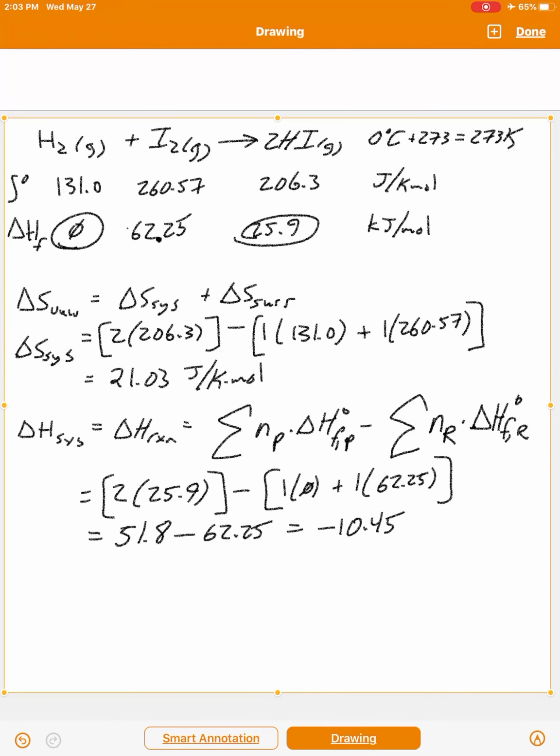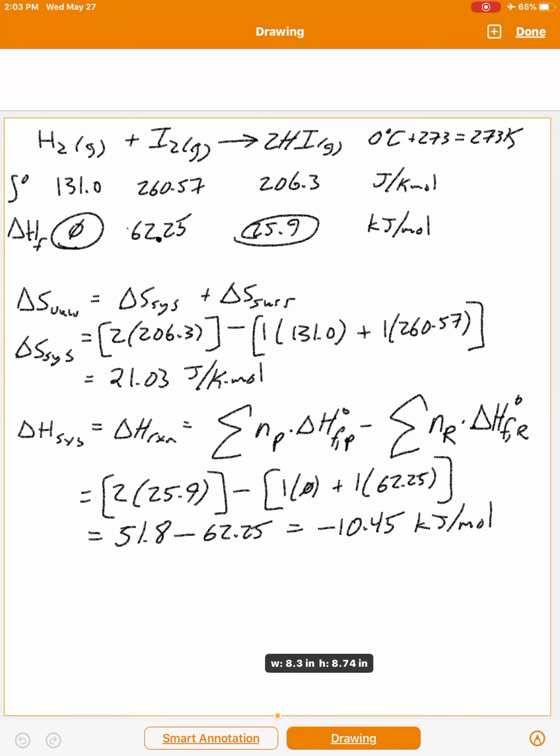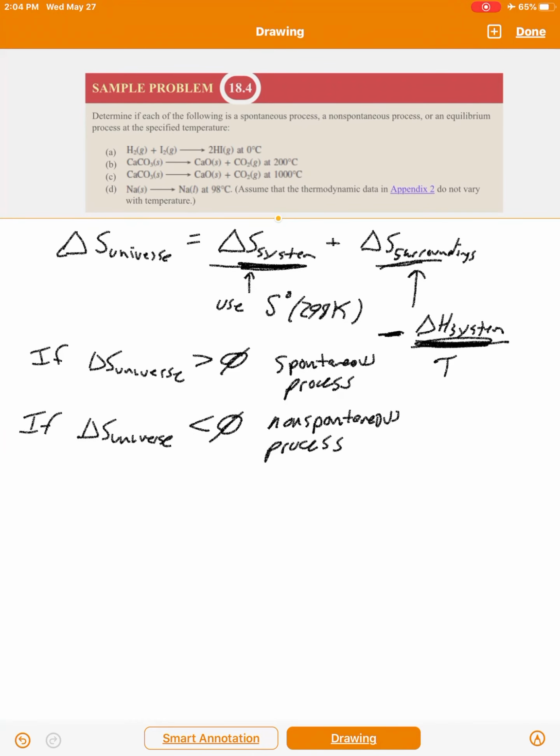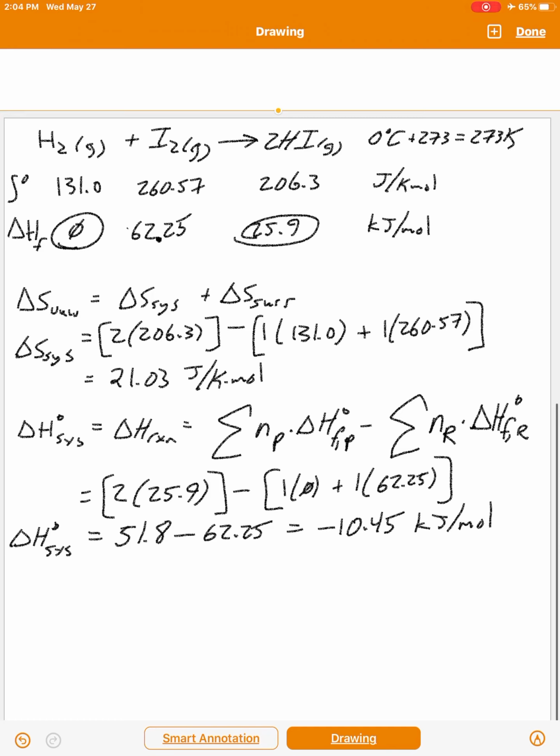Okay, now the issue here is this is kilojoules per mole. Okay, so this is going to come up as an issue when we do our final calculations. This is delta H of the system under standard conditions. When we do this calculation of delta S of the surroundings here, it's minus delta H of the system divided by T. So that means we have to change the sign and then divide that by the temperature. So delta S of the surroundings would be minus a minus 10.45 over T.